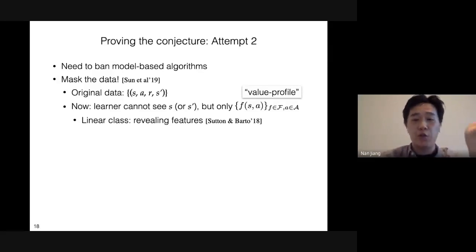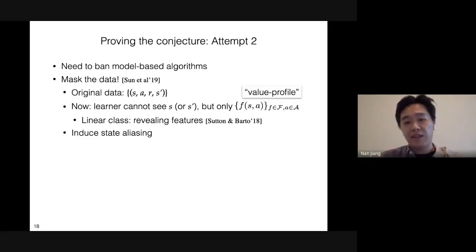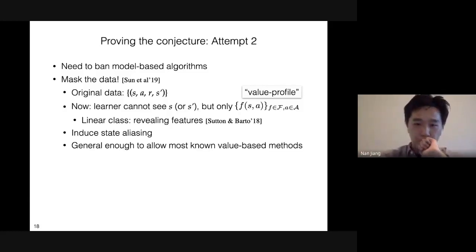And in the linear setting, if you do linear function approximation, this basically amounts to revealing the state features to the learner, which is what Sutton and Barto did. And what this can do for you is that it can induce state aliasing. It can confuse the learner about two states that are actually different but have the same value profile. And this mechanism is also general. It's a restriction, but it's a very mild restriction that is general enough to allow most known value-based methods.